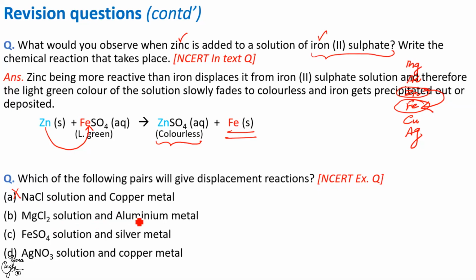Magnesium chloride solution and aluminium metal. Aluminium is placed below magnesium, and therefore aluminium cannot displace magnesium from its salt solution. Moving to the third option, ferrous sulfate solution and silver metal. Now silver is placed below iron and therefore silver cannot displace iron from its salt solution. So when this possibility is not there, the last part is silver nitrate solution and copper metal. Copper is more reactive as compared to silver and will be able to displace silver from its salt solution. Therefore, this pair will give displacement reaction. So the correct answer is D.